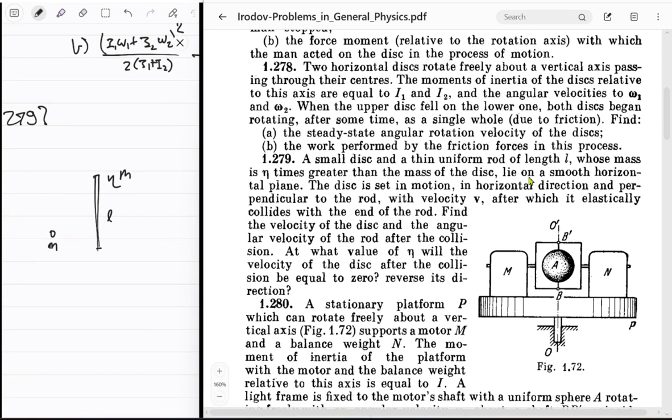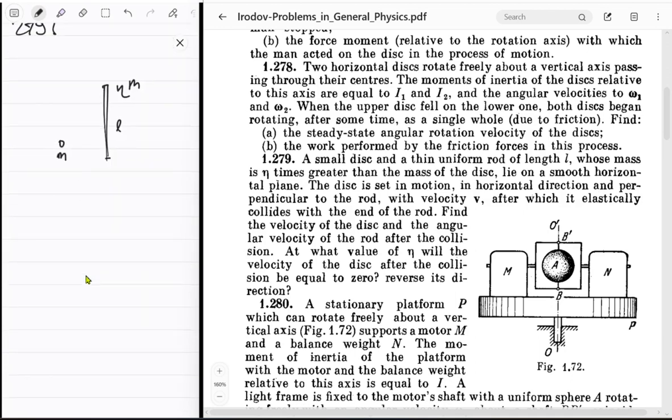At what value of eta will the velocity of the disc after the collision be equal to 0, or reverse its direction? Wait, what? Okay, so first it can be 0 and second it can also reverse its direction. Oh, okay, understandable. So first of all, what do you want? Just want the velocity of the center of mass and this guy's velocity, and all of that is a function of eta, right?